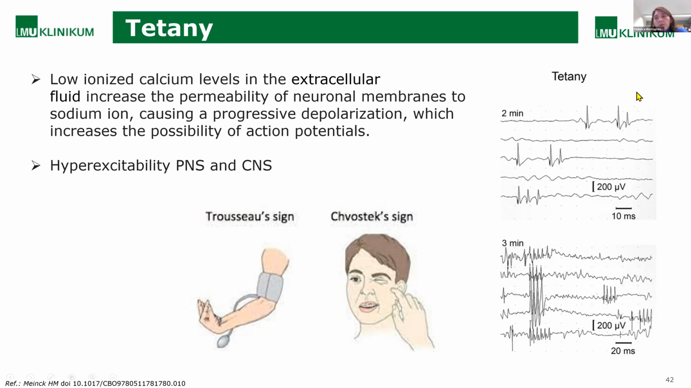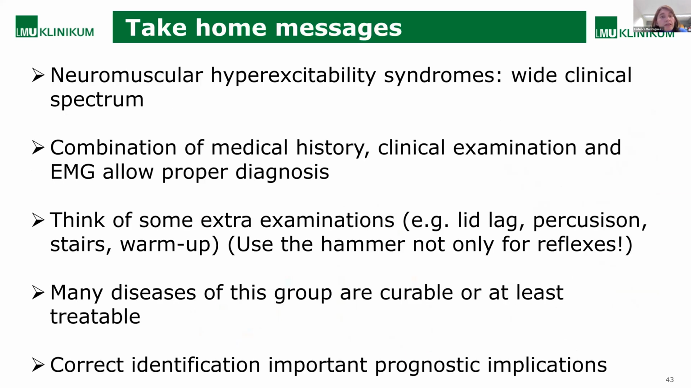And on EMG, for example, this EMG is performed under Trousseau sign. We typically see these duplets or triplets or multiplets typical of hypocalcemia. So to summarize, neuromuscular hyperexcitability syndromes are many, and there are many different diagnoses that might be associated to these clinical features. The combination of medical history, clinical examination, and EMG usually allow a proper characterization of the features and then a proper diagnosis.